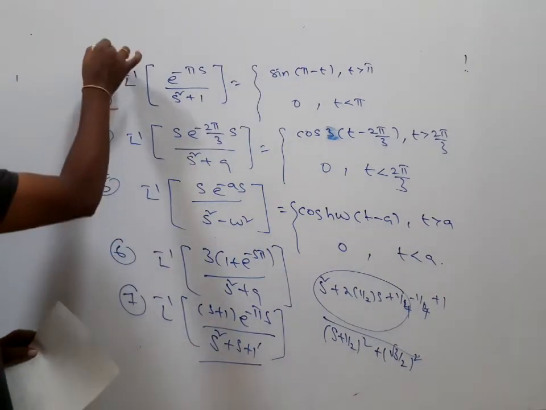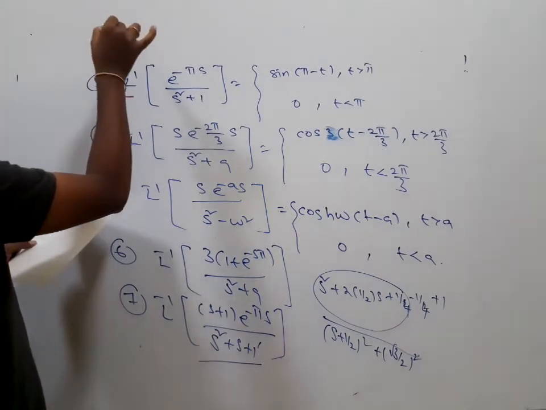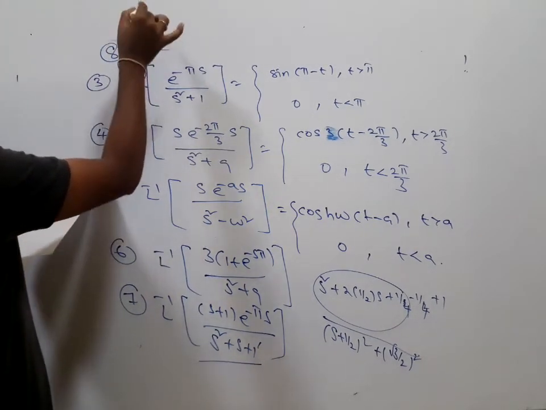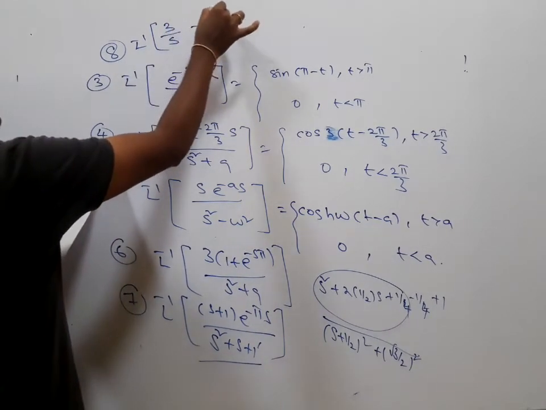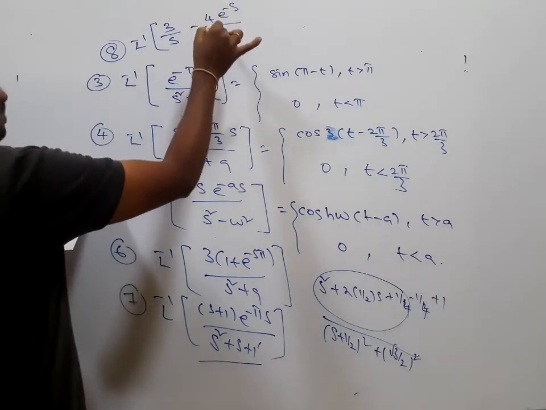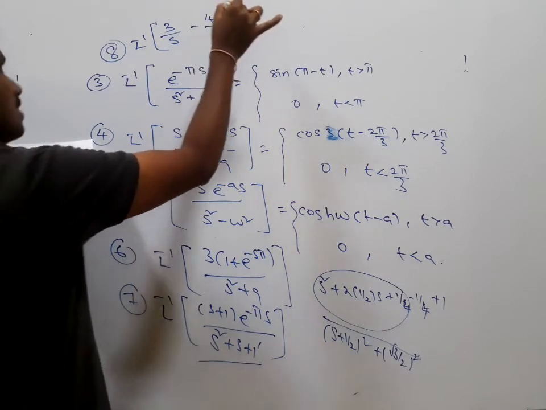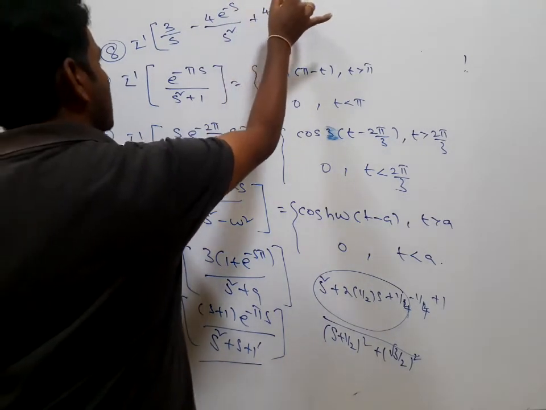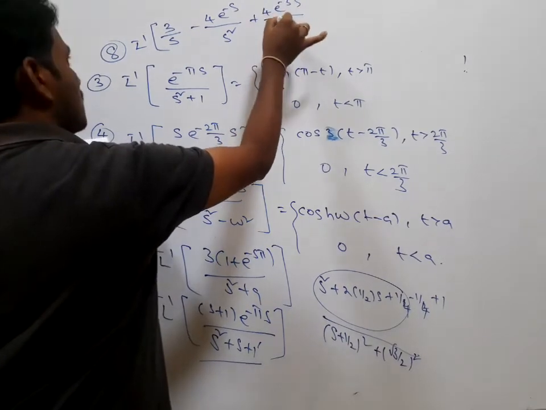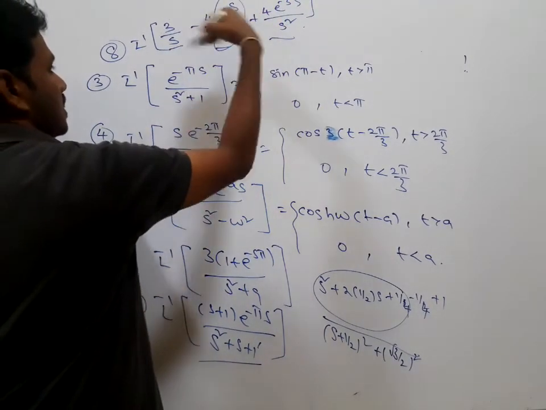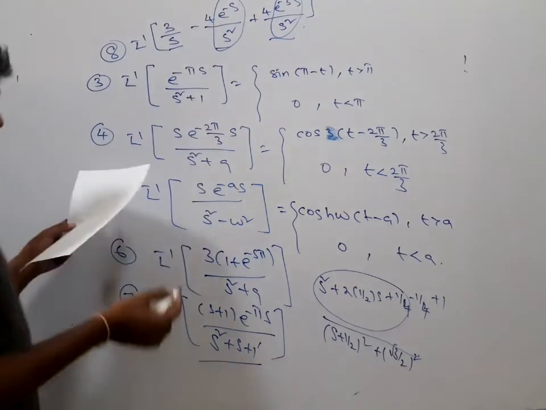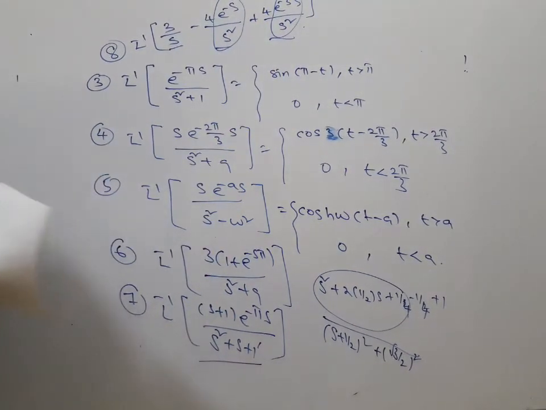Next, 3 divided by s, 4 e to the power of minus s divided by s square plus 4 e to the power of minus 3s divided by s square. First we separate it by using the linear property, then apply the second shifting theorem for this. Okay, these are the problems on second shifting theorem.